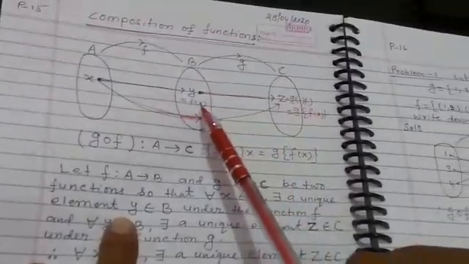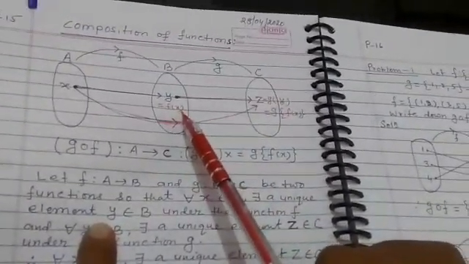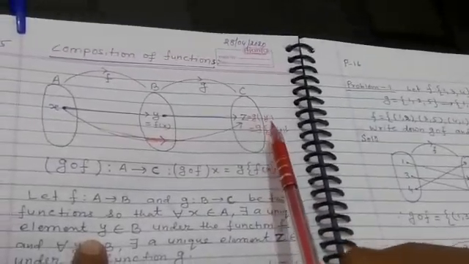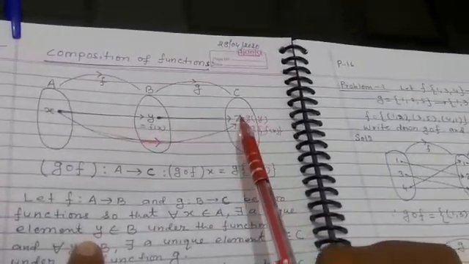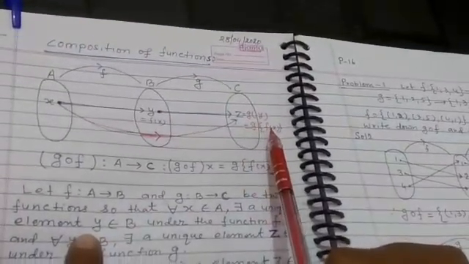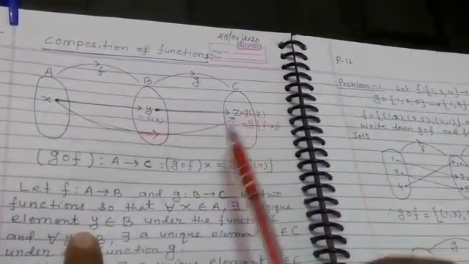And we already have y equal to f(x), therefore we take y equal to f(x). So finally z becomes g(f(x)). The same thing is written here.